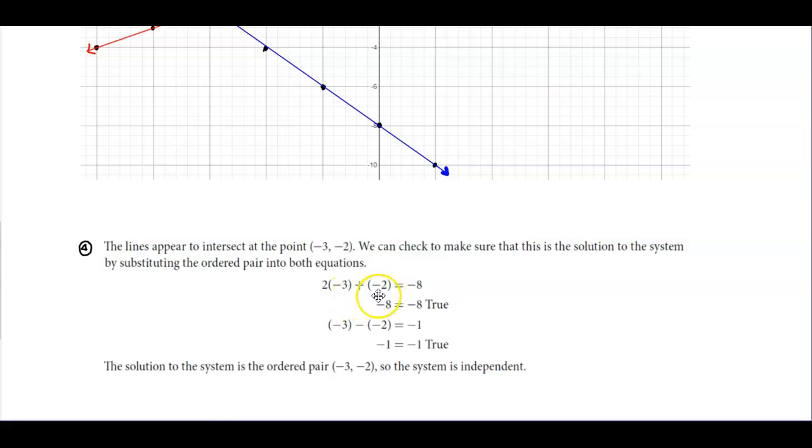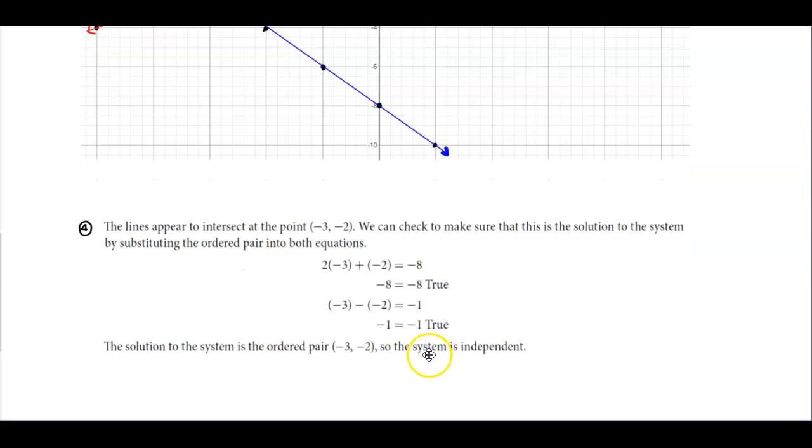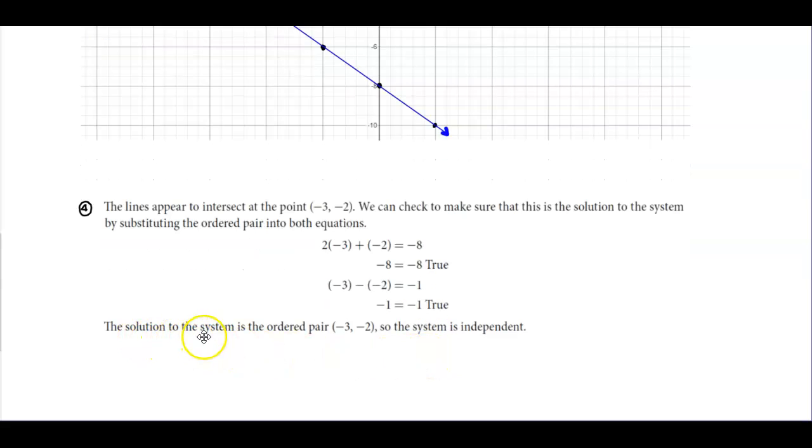If we plug it back into the first equation, we get negative 8 equals negative 8, which is true. If we plug it back into the second equation, we get negative 1 equal to negative 1, so it's also true. And so because there is a solution to the system, we can say that the system is independent.